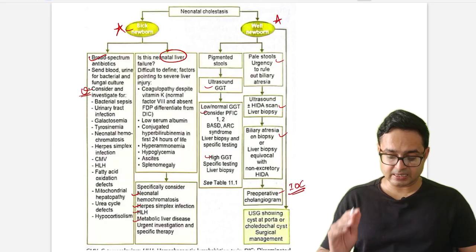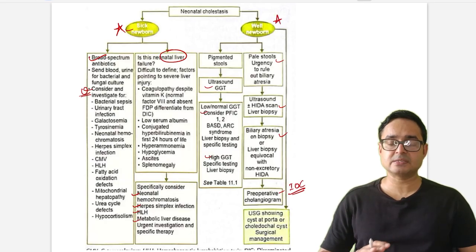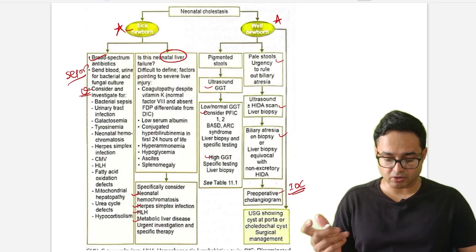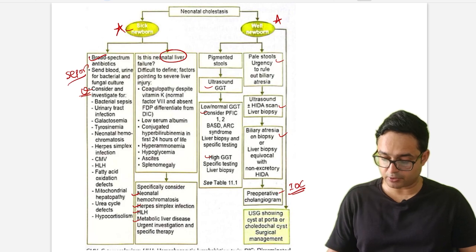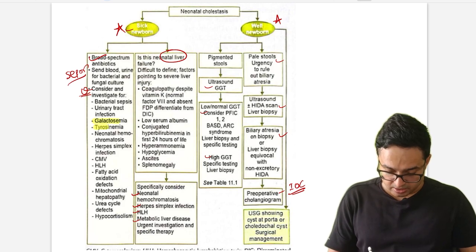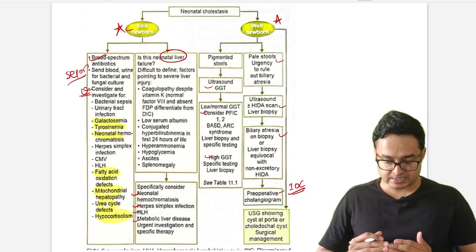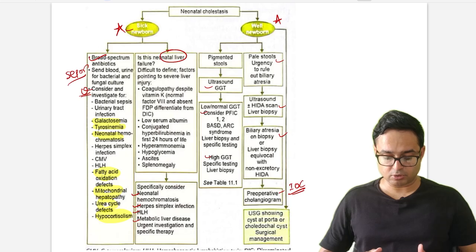If it is sick, see that sepsis can be there. Okay, first possibility. But are there sepsis mimics of neonatal cholestasis? You have to remember, this is a potential MCQ. Galactosemia, tyrosinemia, hemochromatosis, fatty oxidation defect, mitochondrial hepatopathy, urea cycle defect, and hypocortisolism. So these are the points which can be seen in a sick newborn having sepsis-like features.